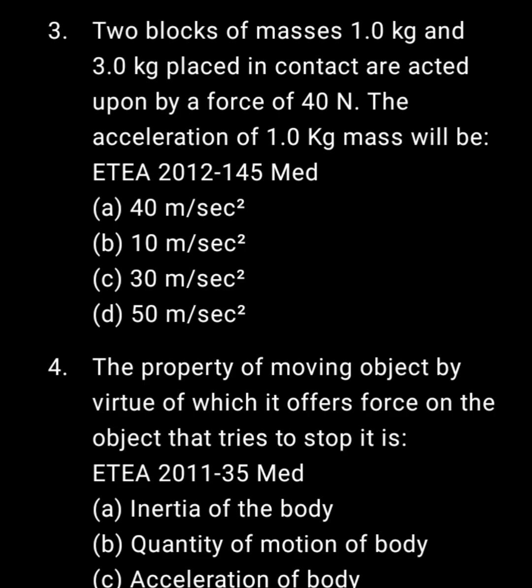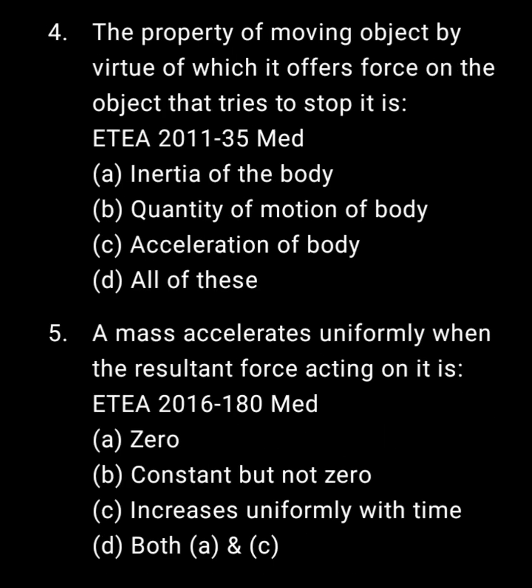4. The property of moving object by virtue of which it offers force on the object that tries to stop it is ETA 2011-35 med. A. Inertia of the body. B. Quantity of motion of body. C. Acceleration of body. D. All of these. 5. A mass accelerates uniformly when the resultant force acting on it is ETA 2016-180 med. A. 0. B. Constant but not 0. C. Increases uniformly with time. D. Both A and C.